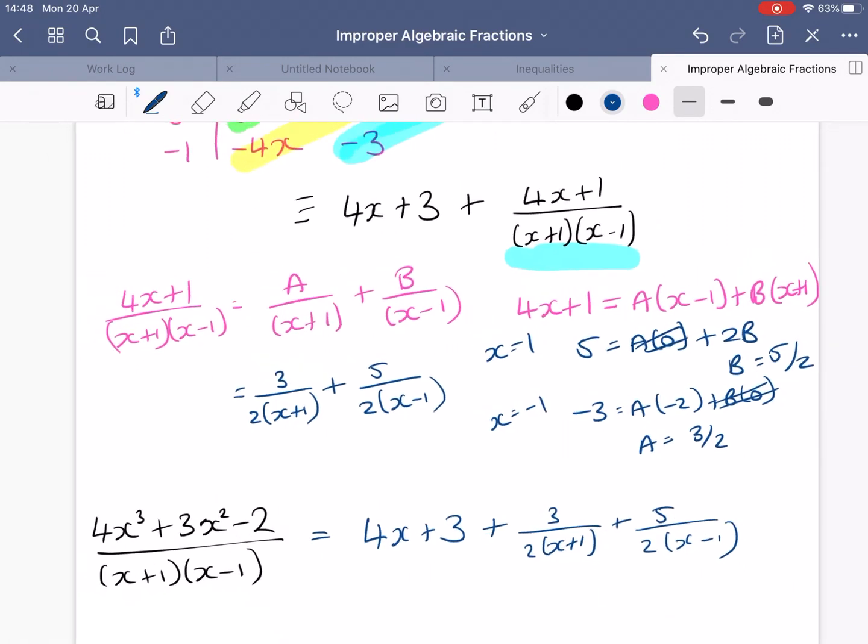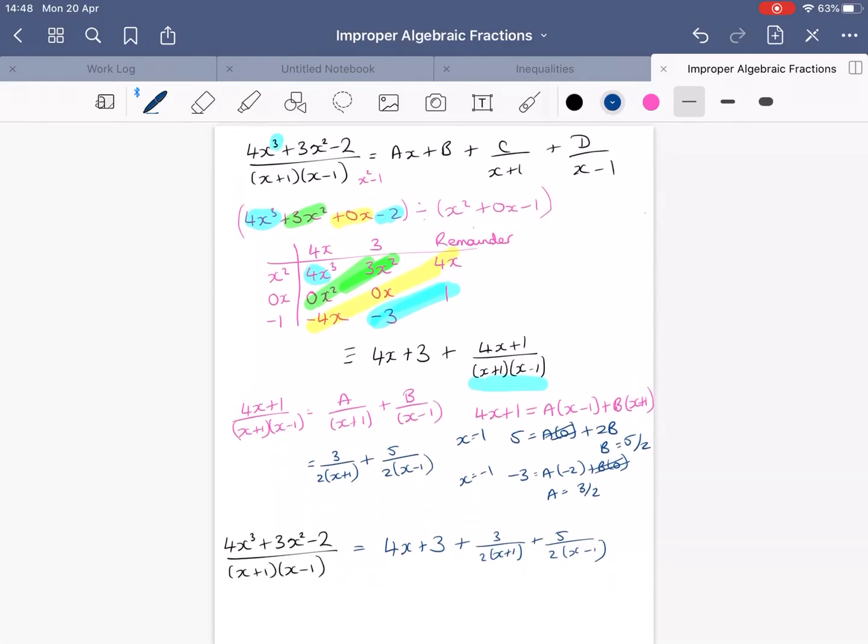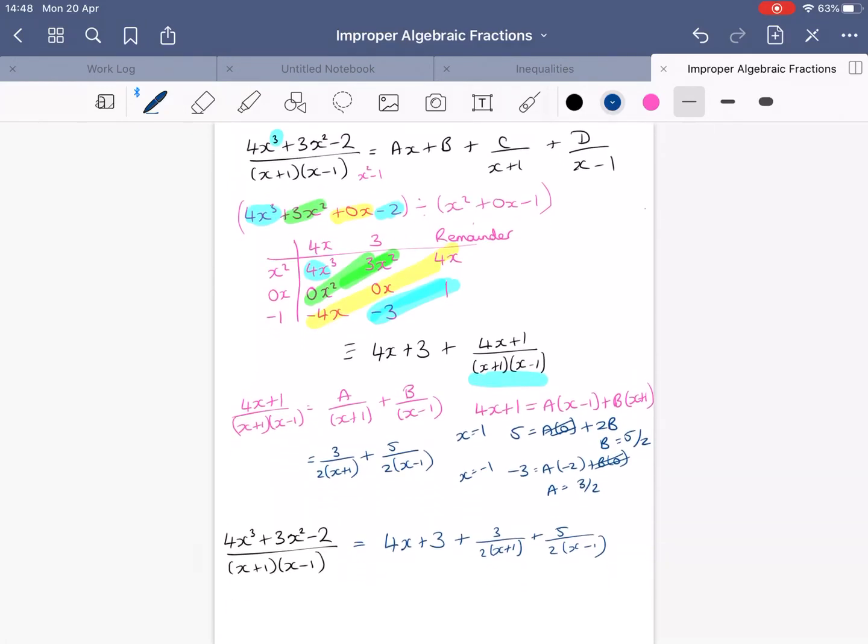Okay, so if I recap these, if you have an improper fraction, the first thing you have to do is your polynomial division. Remember to put those 0x's in. If you haven't got an x squared term, make sure you put a 0x squared in. If you haven't got an x to the power 3 term, make sure when you're doing the division you write 0x cubed. So then the diagonals all work.